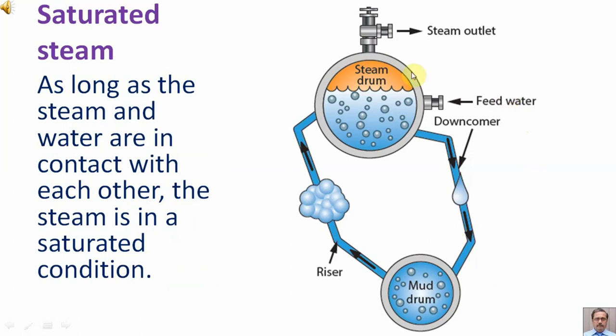As long as the steam and water are in contact with each other, the steam is in a saturated condition. In this diagram, we can see that in the steam drum, water and steam are in contact, which means when the steam is taken out from the steam drum, it will be saturated steam because steam and water are in contact in the steam drum.